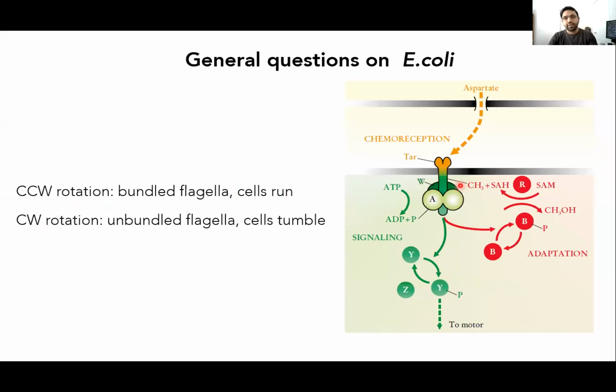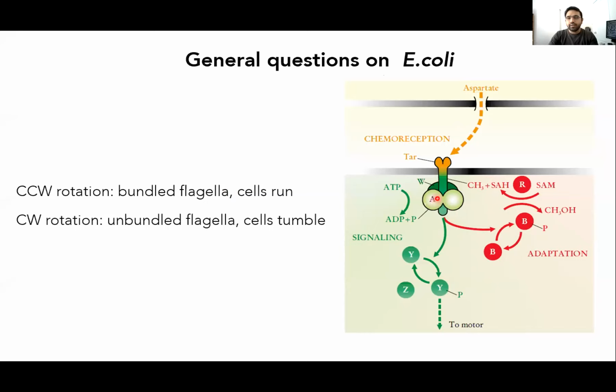Now, what is adaptation here? So remember, there are two A molecules here, right? So once aspartate attaches to the TAR, this A is also responsible for the catalytic activity of this reaction. Now, there are two things happening here. B becomes phosphorylated in this reaction, and it immediately degrades to B again. And meanwhile, it converts this methyl to methyl alcohol.